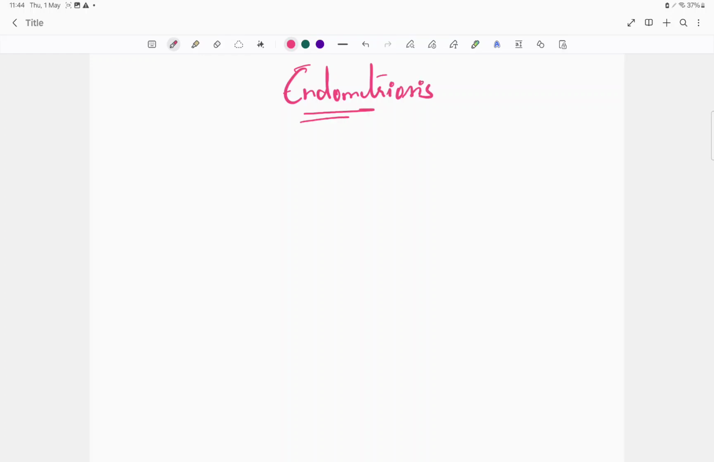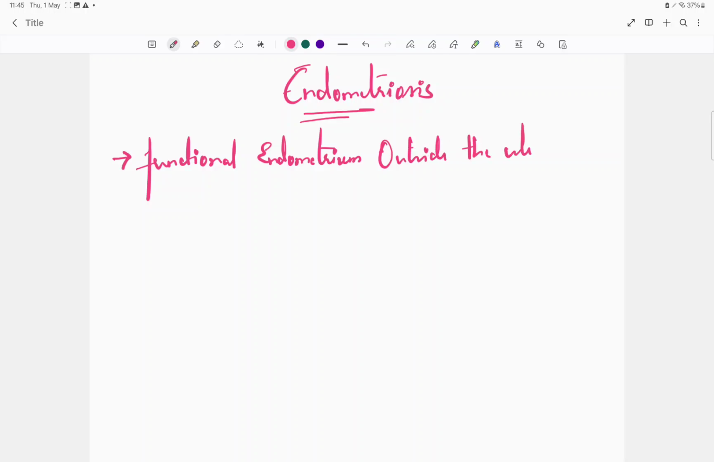Endometriosis is nothing but the presence of functional endometrium outside the uterus. It is a benign condition.